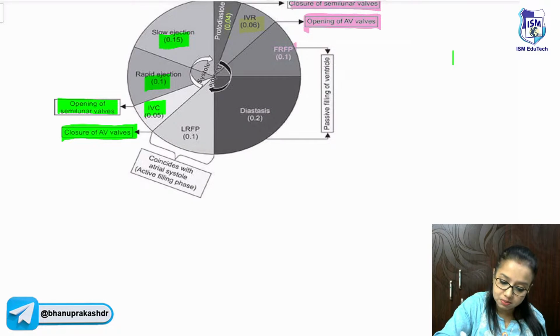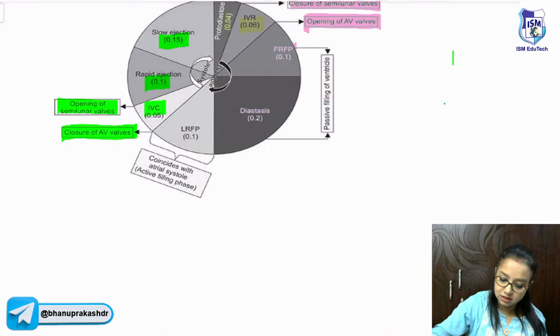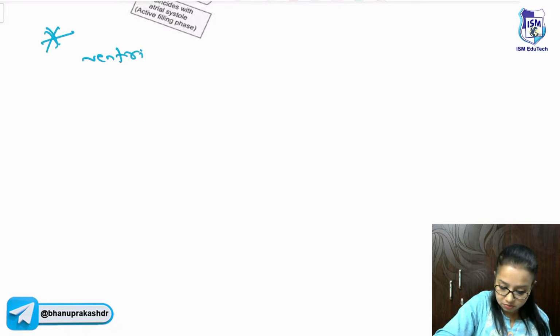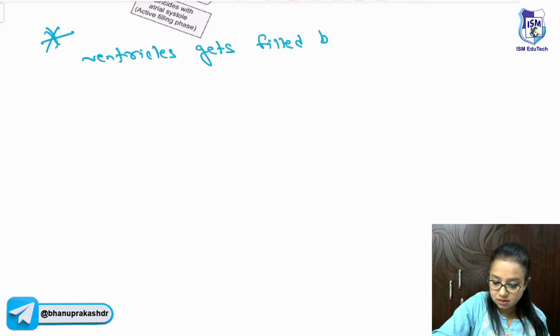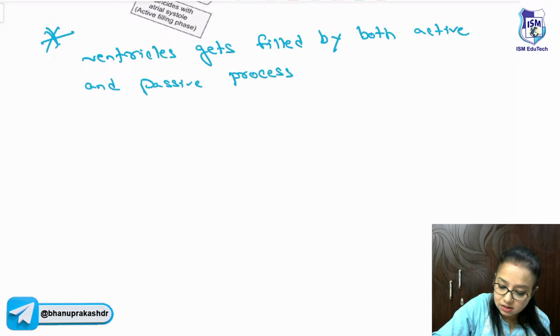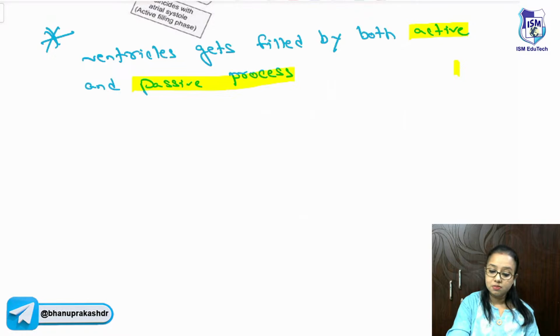Okay. Another important point that we must remember is that ventricles get filled by both active and passive processes. Okay, this is the liner that we are remembering now, and in the course of understanding each and every step, we will understand what we mean by this.